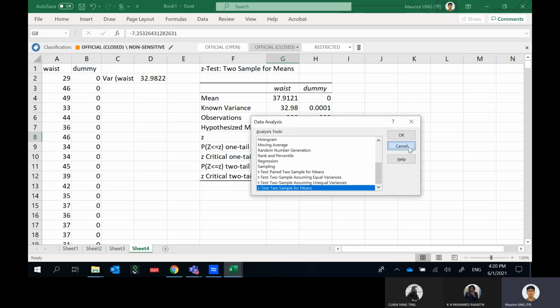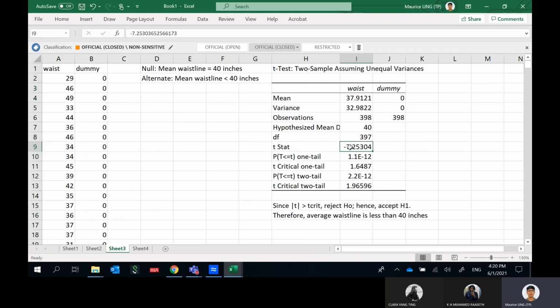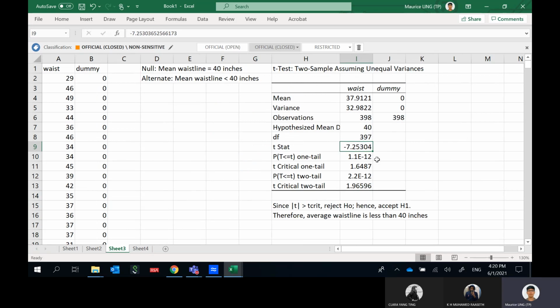So you realize that the values for T and Z statistic are almost the same, up to the third decimal place. But the P value is very different. One is 2 times 10 to the power minus 13. The other one is 1 times 10 to the power of minus 12. So it's a tenfold difference. But nevertheless, it's still below 0.05.